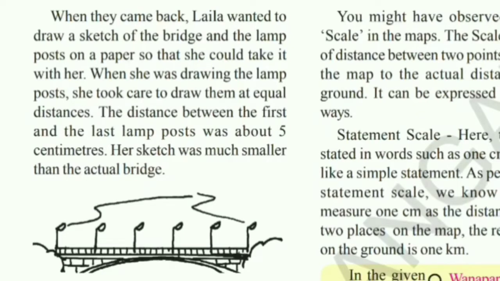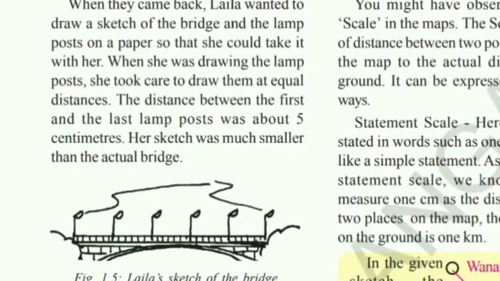When they came back, Laila wanted to draw a sketch map of the bridge and the lamp posts on a paper so that she could take it with her. When she was drawing the lamp posts, she took care to draw them at equal distances. Already we have discussed that the lamp posts are at equal distances. On the original bridge, we have 100 meters distance between 2 lamp posts. Here what did she take? Between 2 lamp posts, she took 1 centimeter distance.